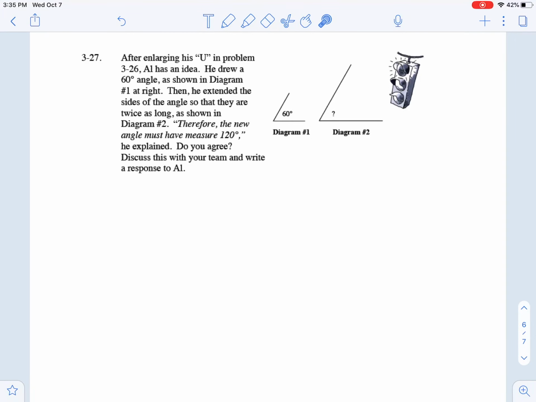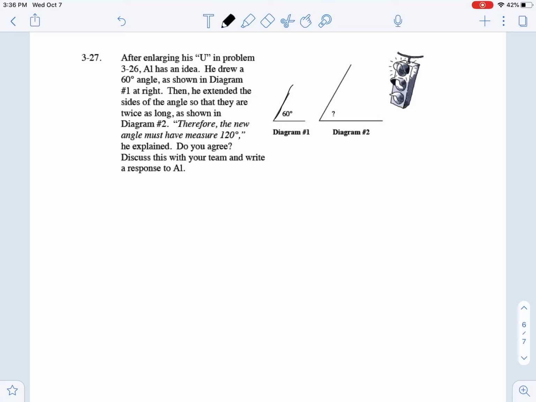Okay, I want to talk about angles a little bit before we follow up on that perimeter. After enlarging his U, like we did, Al had an idea. He drew a 60-degree angle, then he extended the sides of the angle so they're twice as long, and he said, there, the angle must have a measure of 120 degrees. Do you agree? Discuss this and write a response to Al.